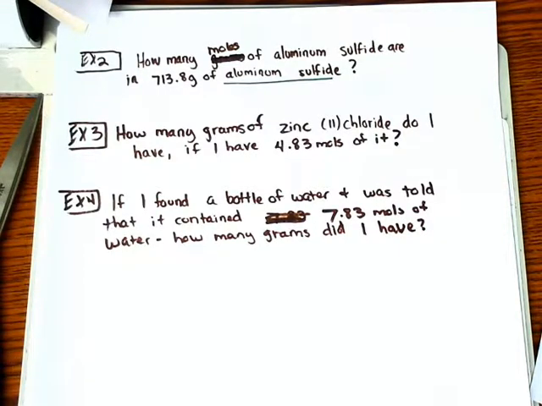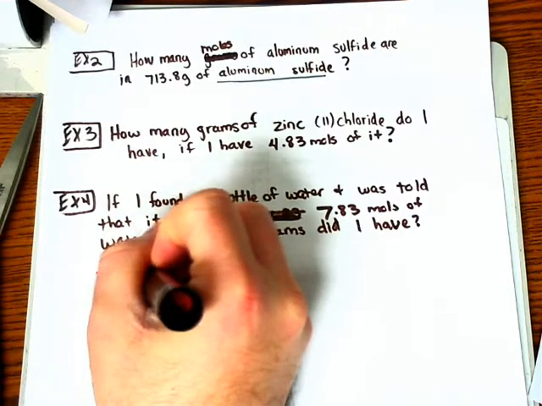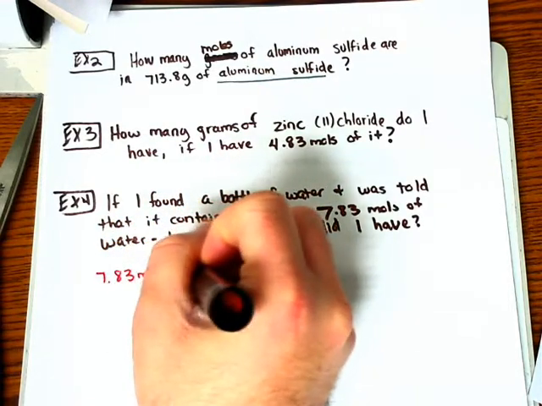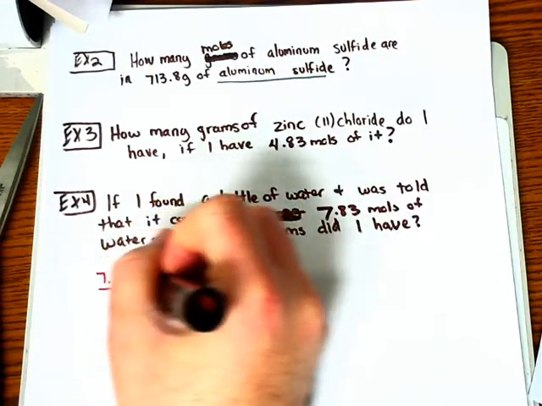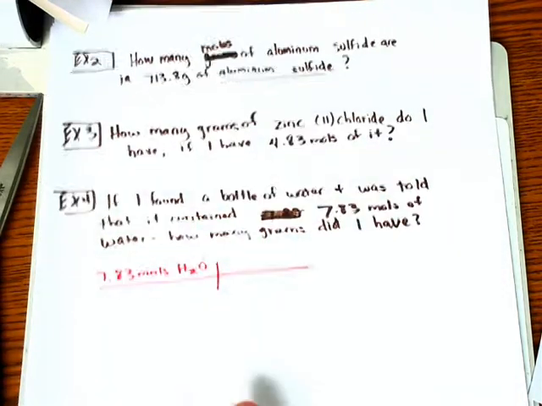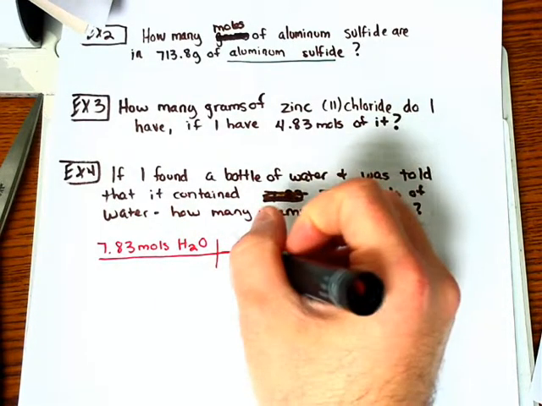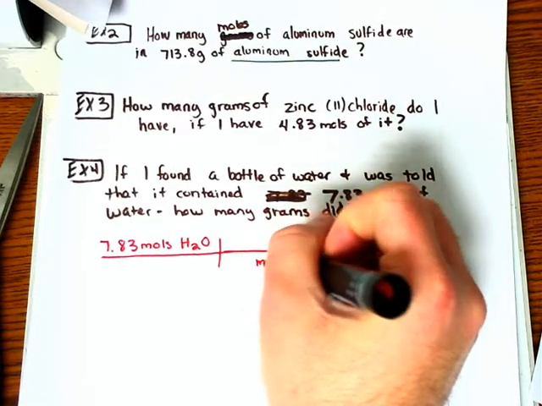In this case, what's my starting unit? Moles. How many? 7.83 moles of H2O, right? That's got to go on top. For sure. What unit's got to go on bottom? Moles of H2O. There should be no doubting that.